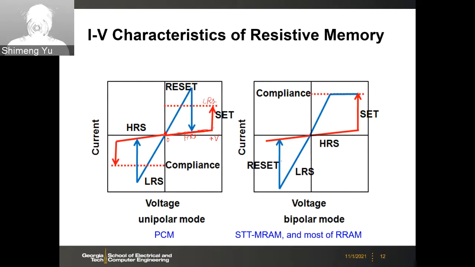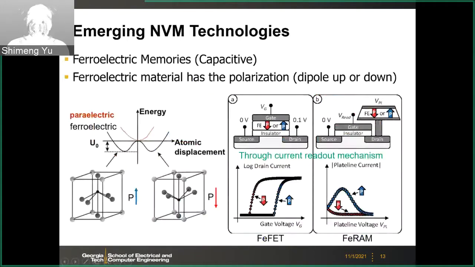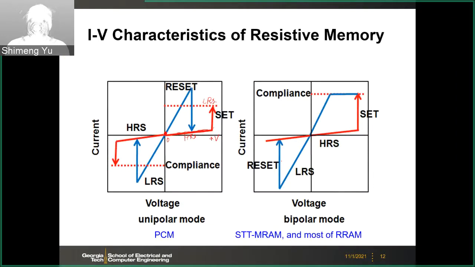And then in this unipolar mode, you can apply the same polarity. After the LRS, you apply the same voltage, and then it can trigger the LRS back to the HRS switching. This is called reset. You can apply the same polarity of the voltage, both positive voltage, to change the state in between. The phase change memory is one of those unipolar mode memories, but to change between those two states, we will discuss later.